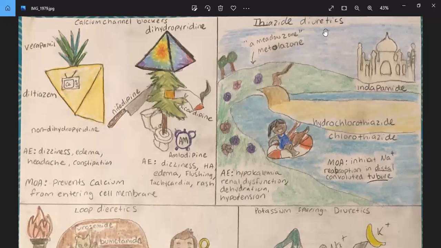So next we'll move on to our thiazide diuretics. So in this scene, we have this girl, she's on a tube and she's floating down like one of those lazy river things.